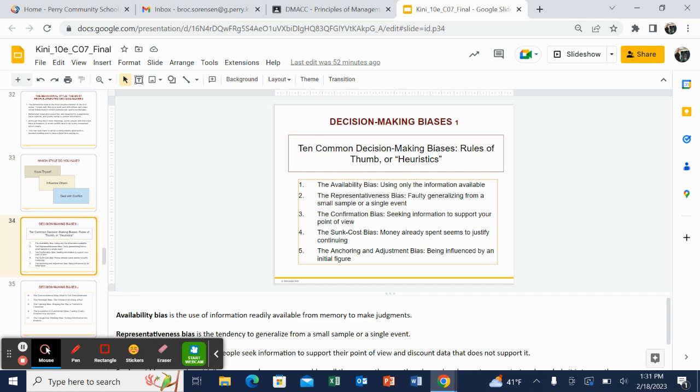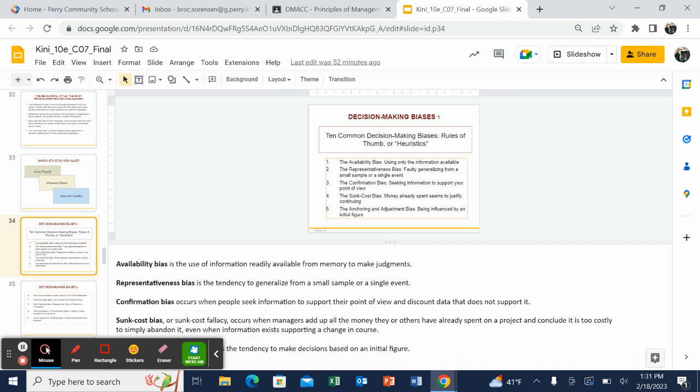All right, so decision-making biases, and let me be clear. There are a lot of them, 10 of them, in fact, that we take a look at. So 10 common decision-making biases or rules of thumb. So here we go. We're going to go through these. So availability bias is the use of information readily available from memory to make judgments. So the information that you can recall the best is availability bias.